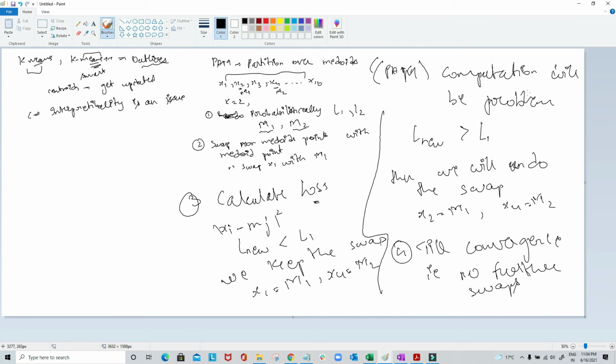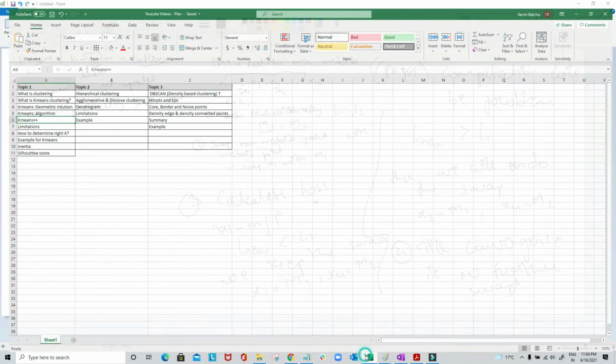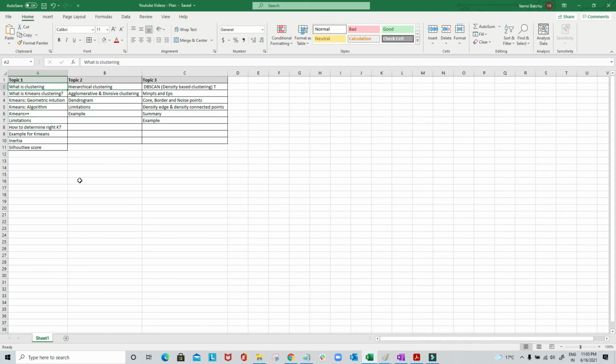And this is the theoretical part of K-means clustering, K-means plus plus, and PAM. Just to summarize, we discussed what clustering is, what K-means clustering is, the geometric intuition, and how K-means clustering works. After that, what K-means plus plus is, and the key difference between K-means and K-means plus plus, that is smart initialization. The limitations of K-means and K-means plus plus are that outliers could impact the clustering process, and the centroids are not interpretable. After that, we discussed how to determine the right K, by plotting inertia and Silhouette scores. And then we discussed the PAM algorithm, that is partition around medoids.